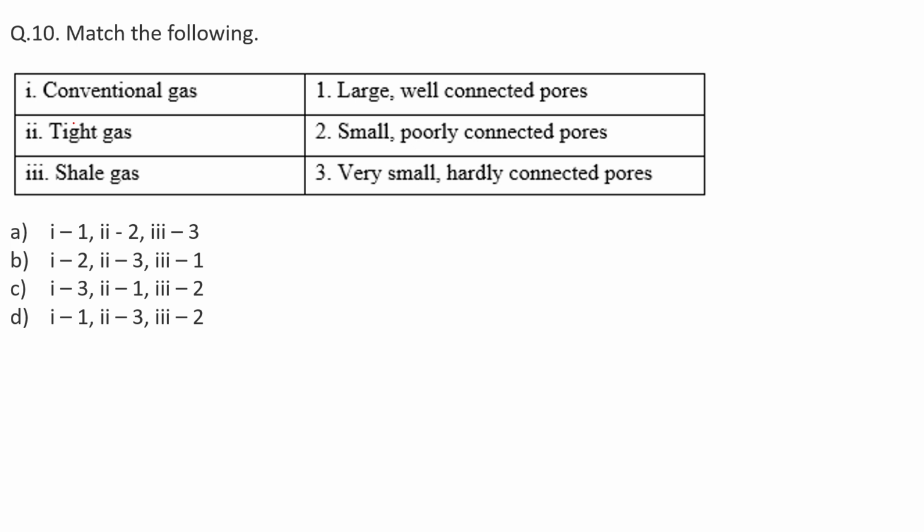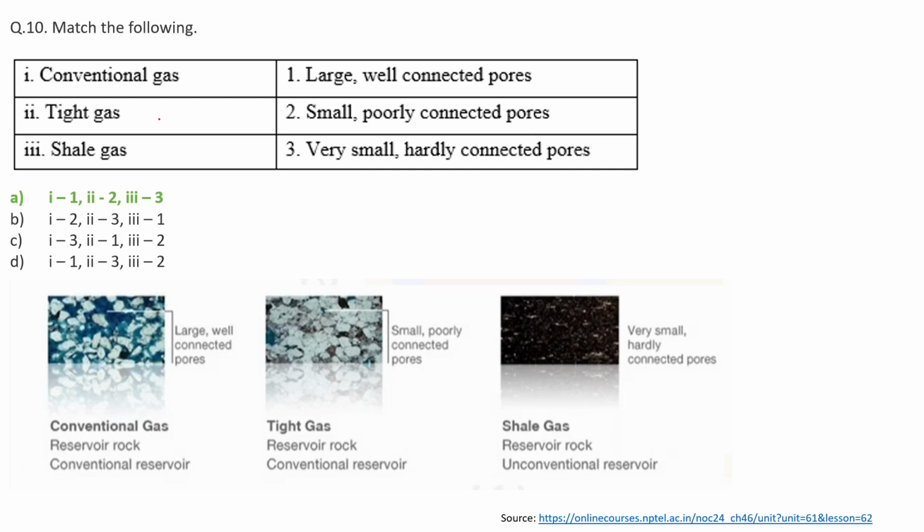The last question is again a match the following, where you have to match different types of gases: conventional gas, tight gas, and shale gas, to the condition of the rocks and pores that they are found in. So the first one is large and well connected pores, second is small poorly connected pores, and third is very small hardly connected pores. So we have to match these.